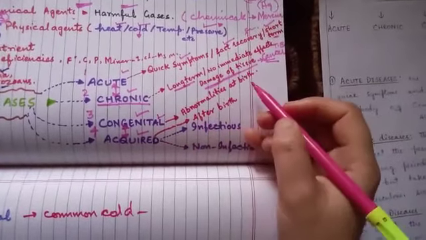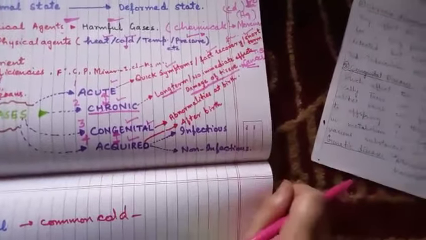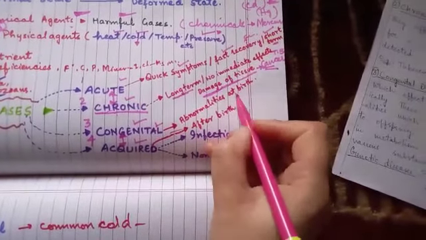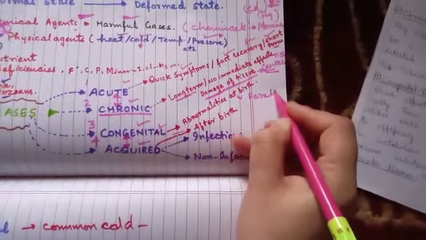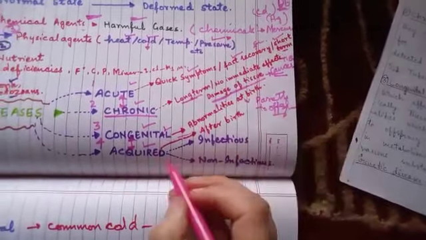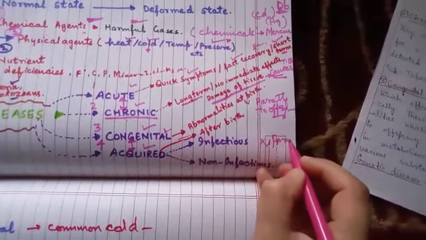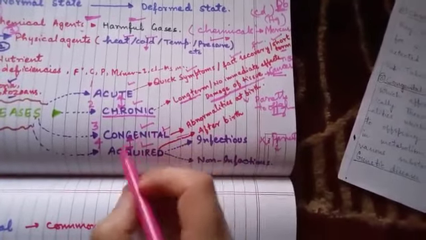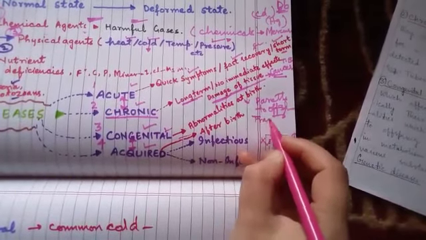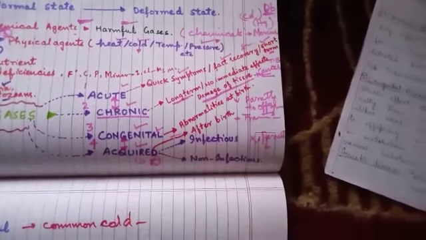Congenital diseases are abnormalities at birth. They are genetic abnormalities, and these congenital diseases are passed from parents to offspring. But the acquired diseases are not passed from the parents to the offspring. That means congenital diseases transfer through generations, but acquired diseases do not transfer through generations.